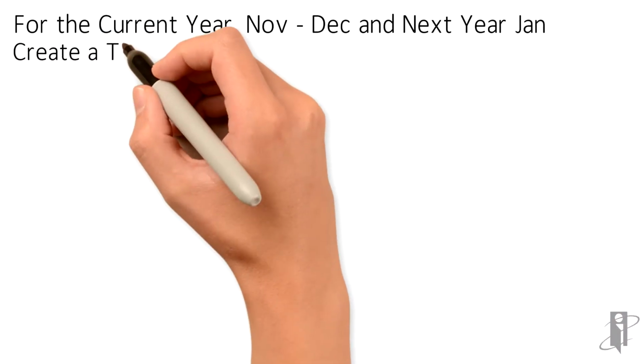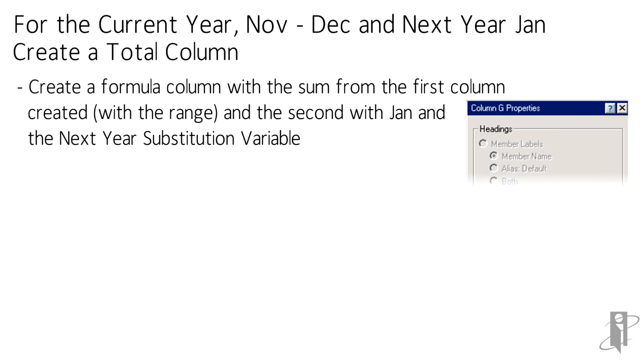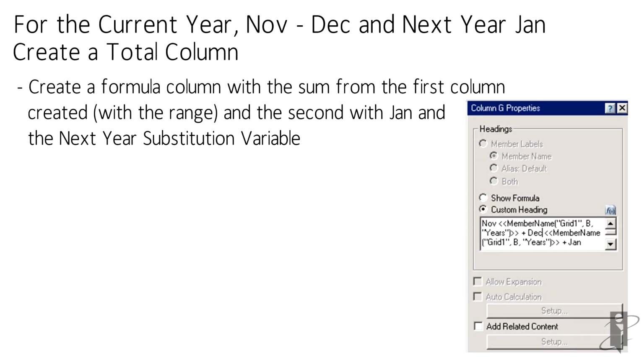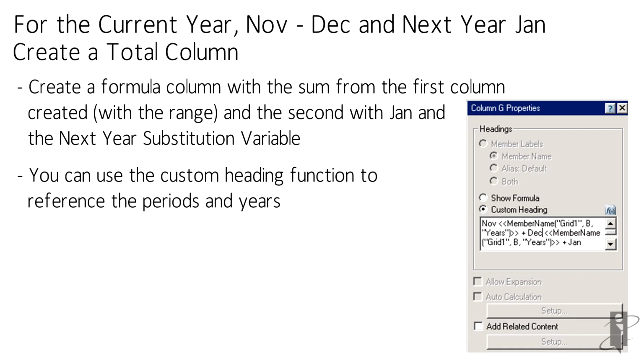Like we did before, we're going to want to create a total column for the 3 months that we were just creating. This time, we're going to add the range from November to December and current year to the other column with January and the next year. Again, if you want to play with the fancy stuff, you can have a custom heading. You can use the member name function to display the months and years associated with the totals.